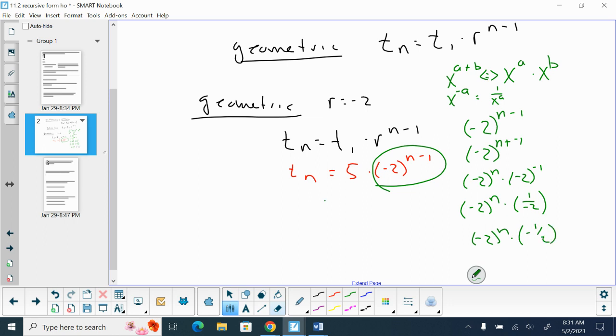This negative 1/2 is a factor now. I can multiply my 5 times negative 1/2 to give me negative 5 halves, and then negative 2 to the nth power.